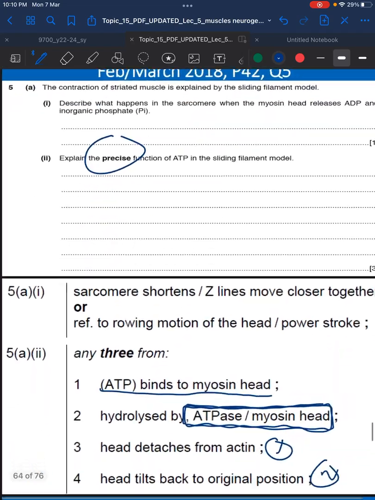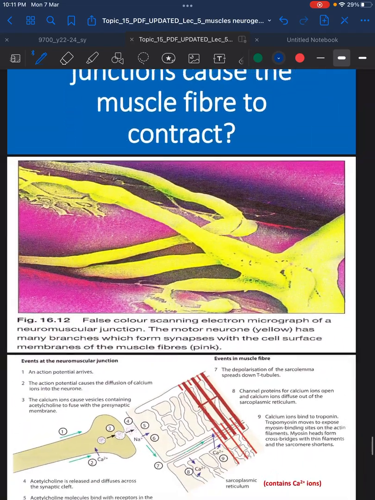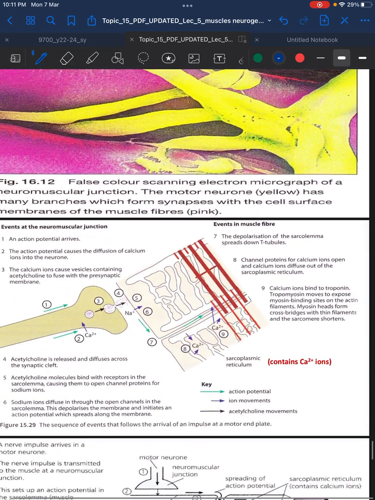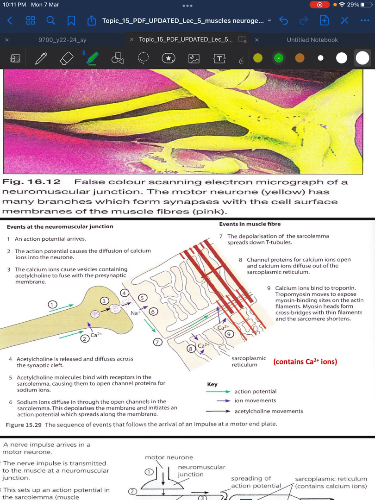Okay, so go through the past paper again, which is very important. So now let's go back to here. Now you should understand the events in the muscle fiber. Remember yesterday I mentioned the events at the neuromuscular junction. This is the same as in synaptic transmission.